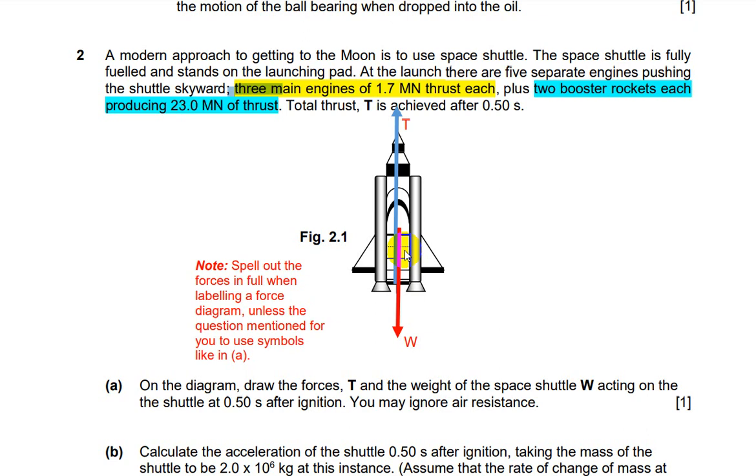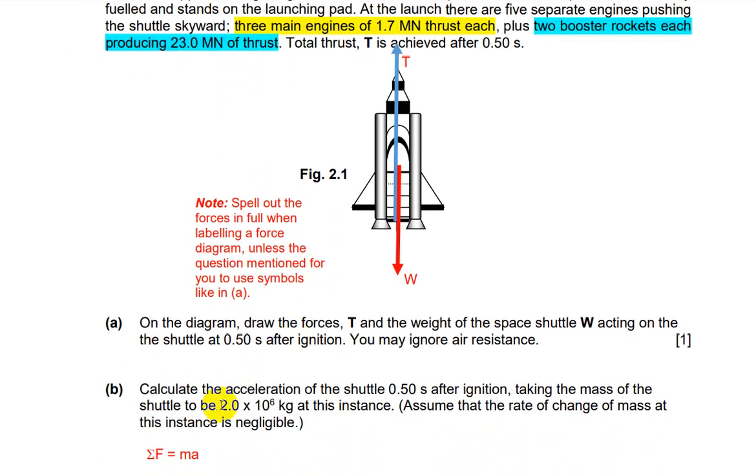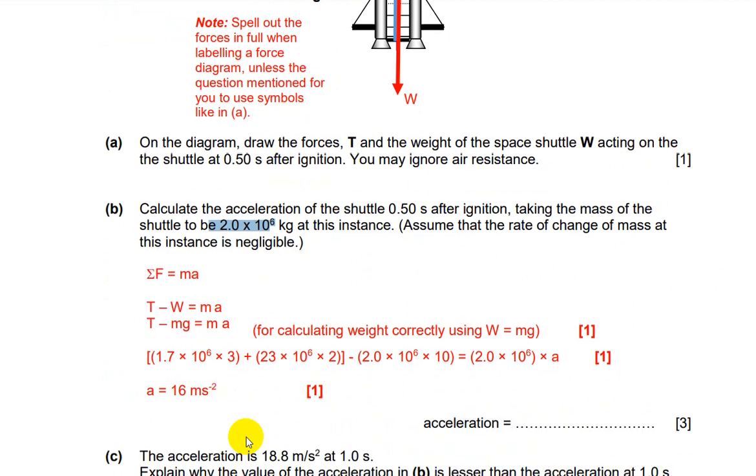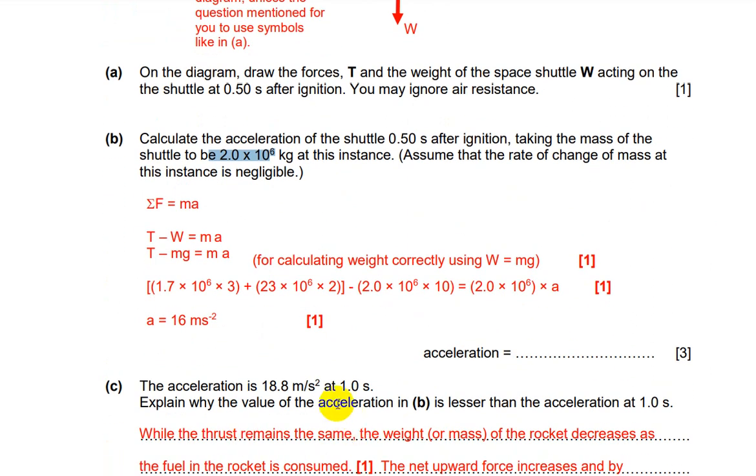Right, calculate the acceleration 0.5 seconds after ignition. So 0.5 second after ignition, all the thrusters are on, so you take 3 times this plus 2 times this, then you minus the weight, which you can find because of this, and you get ma. So it's not that difficult, right? So you should get acceleration is 16 meter per second square. Then acceleration is 18.8 meter per second square at 1.1 second, right?